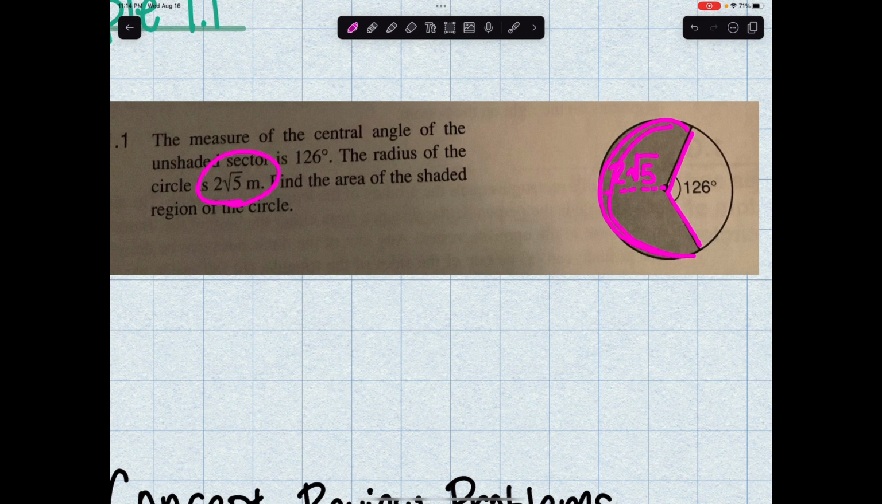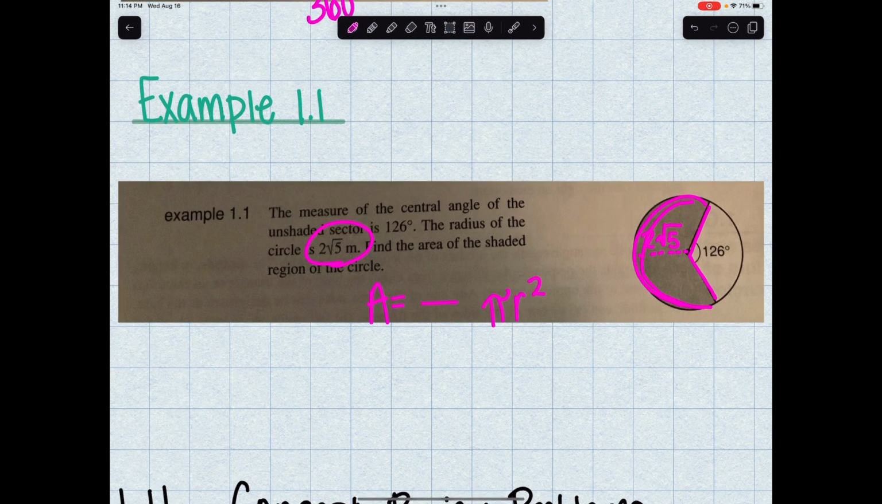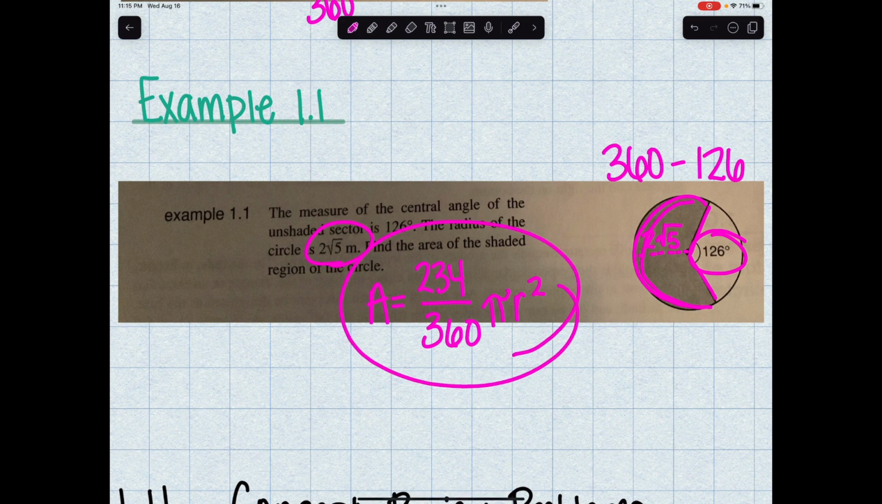So the area of the shaded region, just think of the area of a circle. An area of a circle is pi r squared, but it's not the whole circle. It's just a portion of the circle. What portion? It's going to be some portion over 360. Is it 126 over 360? No, that would give us the area of the unshaded part. They wanted the area of the shaded part. So it's going to have to be 360 minus 126. And then if you do the math there, you get 234. So the area of the shaded part is 234 over 360 times pi r squared.